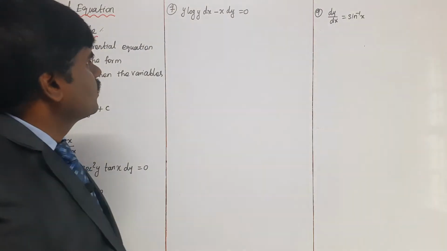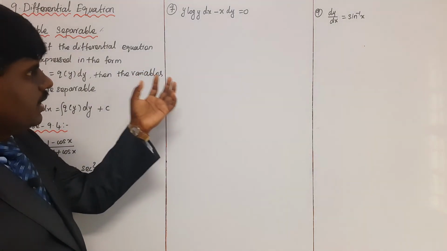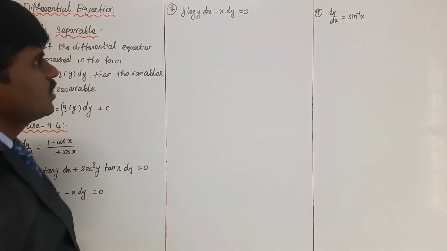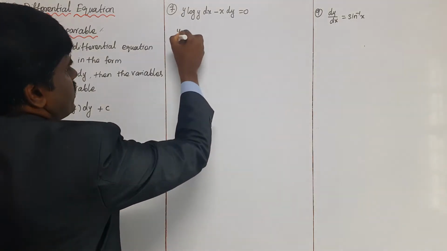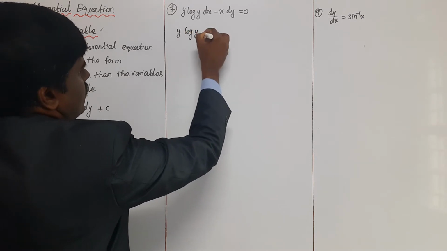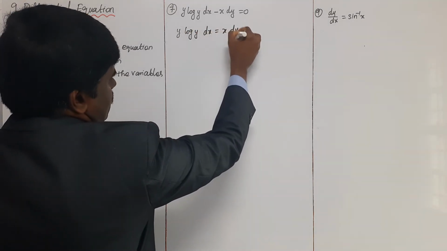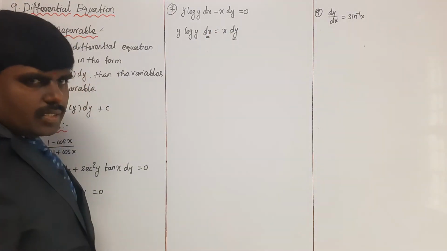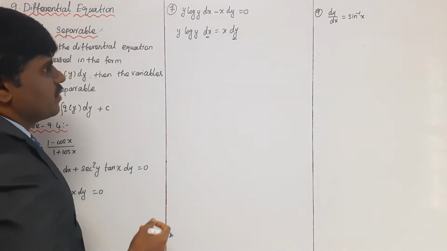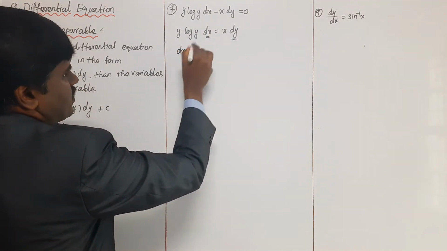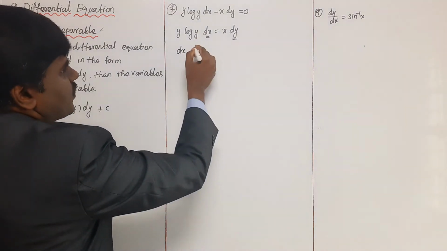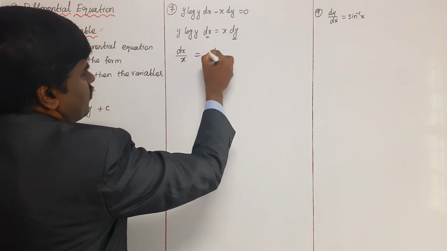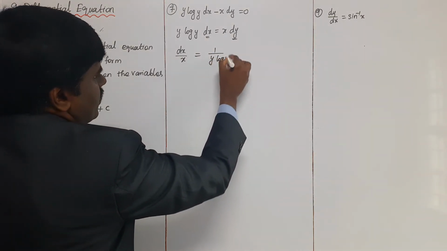Next, question number 7. What is question number 7? y log y dx is equal to x dy. Is that clear? For this type of problem, first I will segregate: y log y dx is equal to x dy. So the dx term is on one side and the dy term on the other. Next I will separate the variables. So dx by x is equal to 1 by y log y into dy.